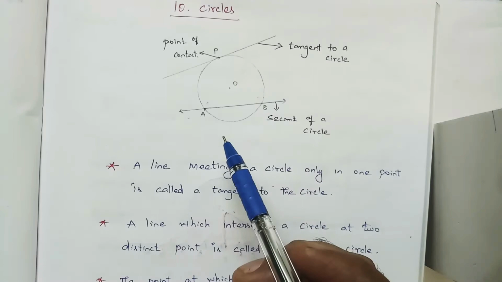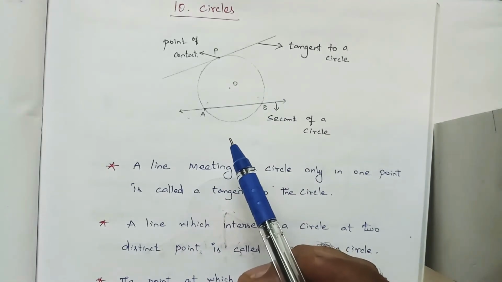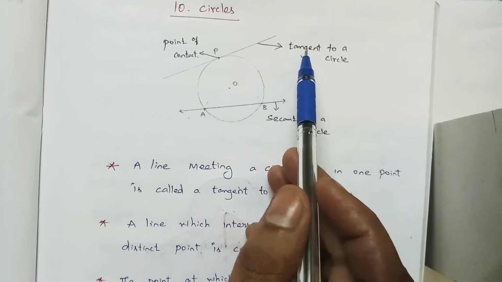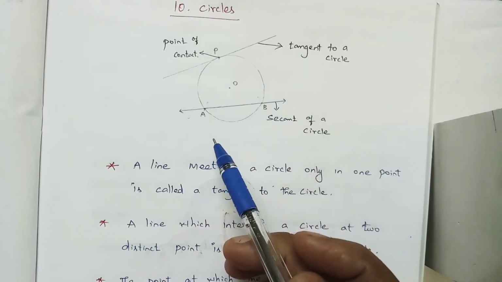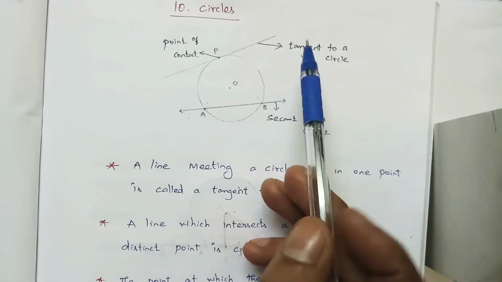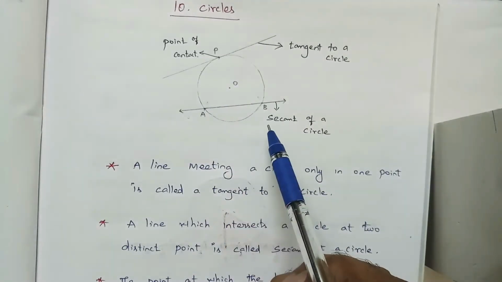For finding the area and perimeter of a circle, we need the radius, but they won't give the radius. With the help of the properties of tangent to a circle, we are going to find the radius. So before that, you want to know what is meant by tangent to a circle, point of contact and secant of a circle.